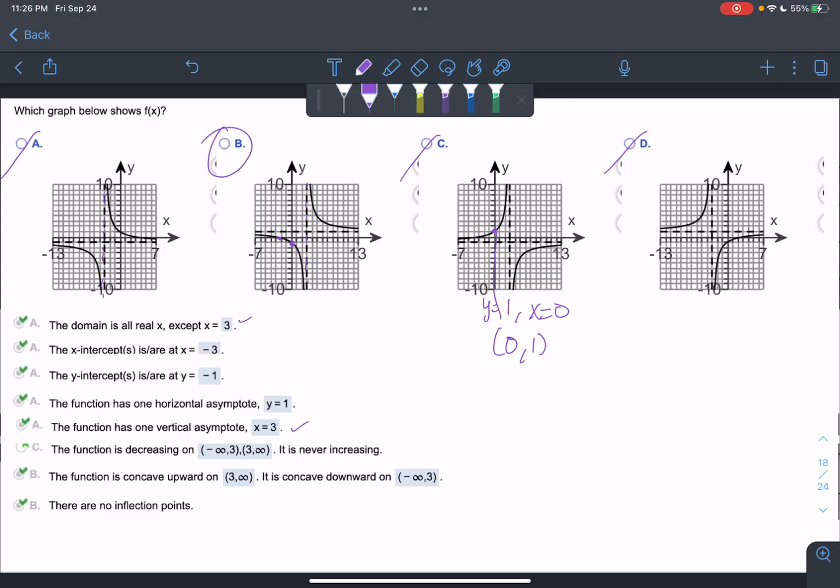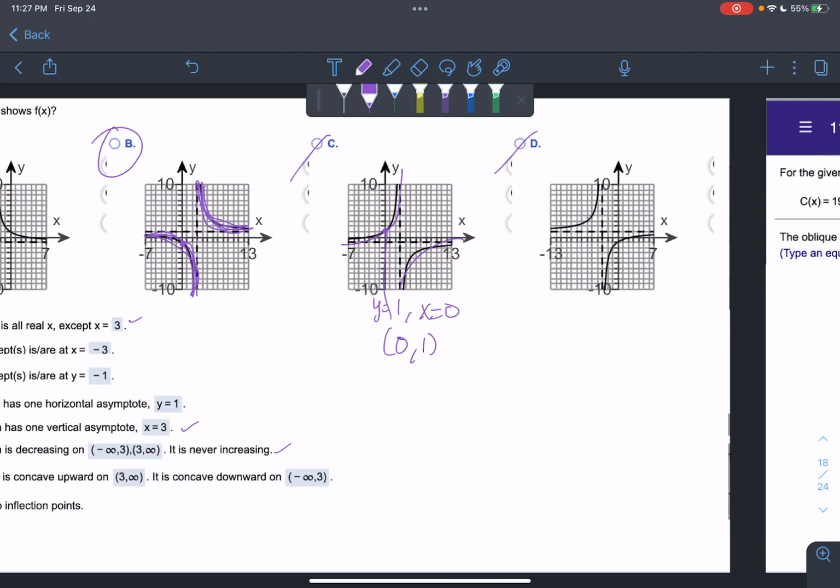Function's decreasing everywhere too. That's another thing. It's always decreasing, whereas C is always increasing. And then the function's concave upward from 3 on, right? And then concave downward before 3. And there are no inflection points, so B is our answer here.